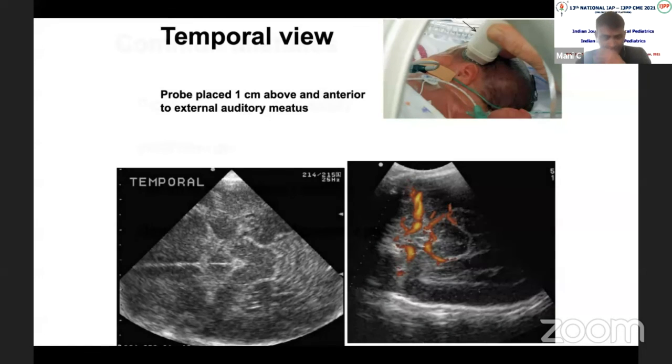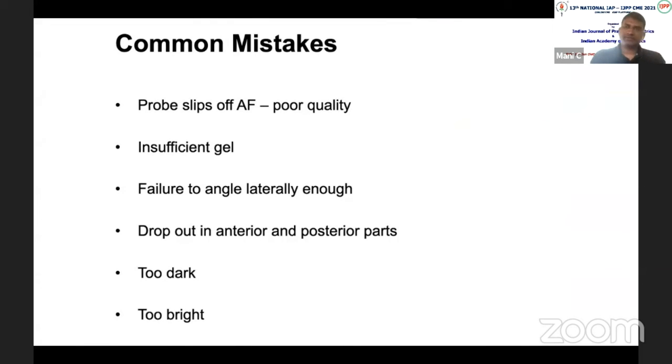Commonly, what mistakes can happen when we do the ultrasound? The probe can sometimes slip off the anterior fontanel. So it's important to keep the probe persistently in the same place and adjust the direction rather than moving the probe. Gel may be insufficient, so you don't get a good picture, so it's important to put an adequate amount of gel. Angling is important to see the flow and which level we are taking the pictures. There can sometimes be dropout because of a small fontanel, so you can adjust accordingly with smaller curvilinear or linear probes.